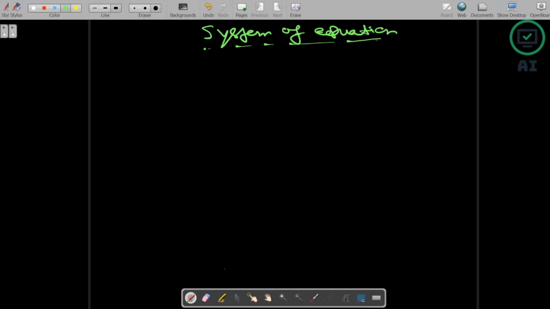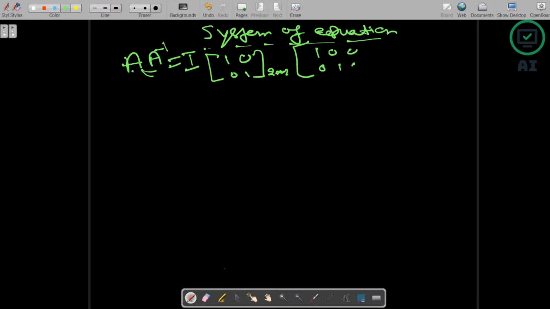In the previous video, we have seen what is the inverse of a matrix and how to calculate the inverse of a matrix. We have also seen that for a matrix A to have an inverse, the determinant of A should be non-zero. As we know, A and A inverse, if you multiply, will give you an identity matrix. The identity matrix is 1 0 0 1 for 2 by 2, and 1 0 0, 0 1 0, 0 0 1 for a 3 by 3 matrix.